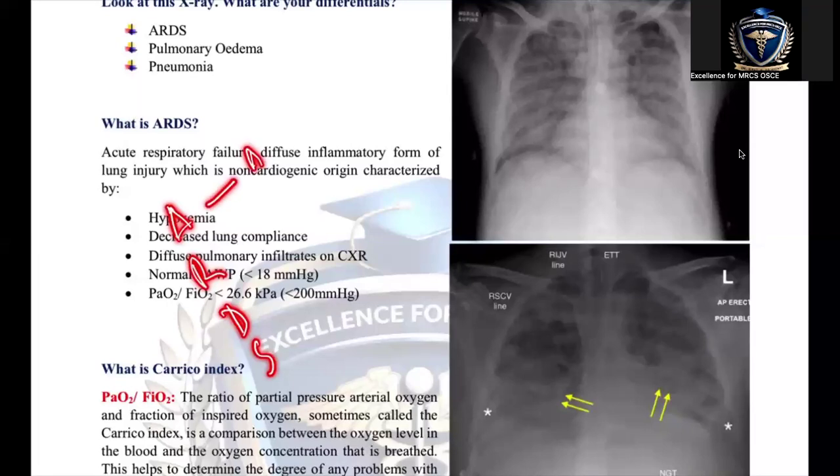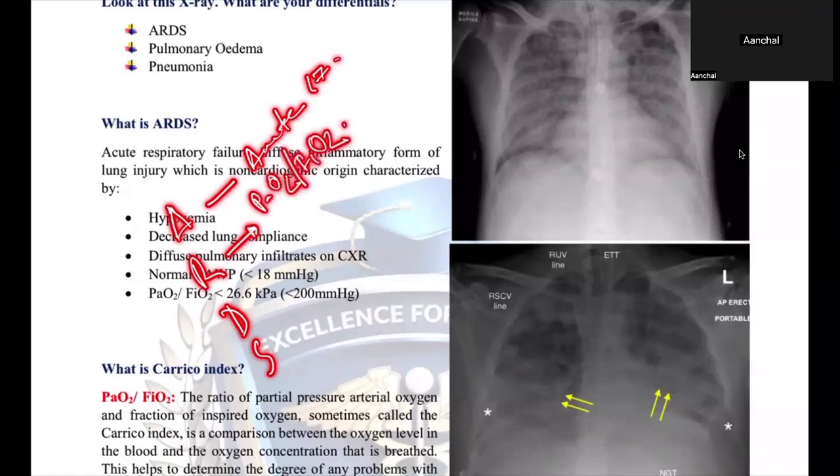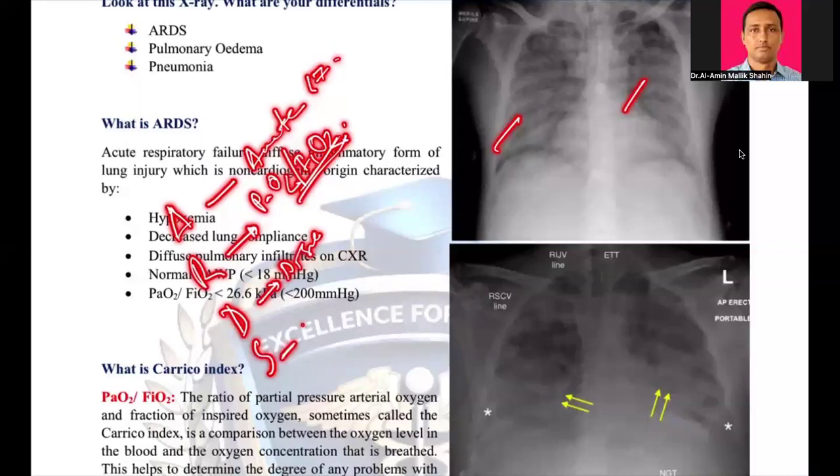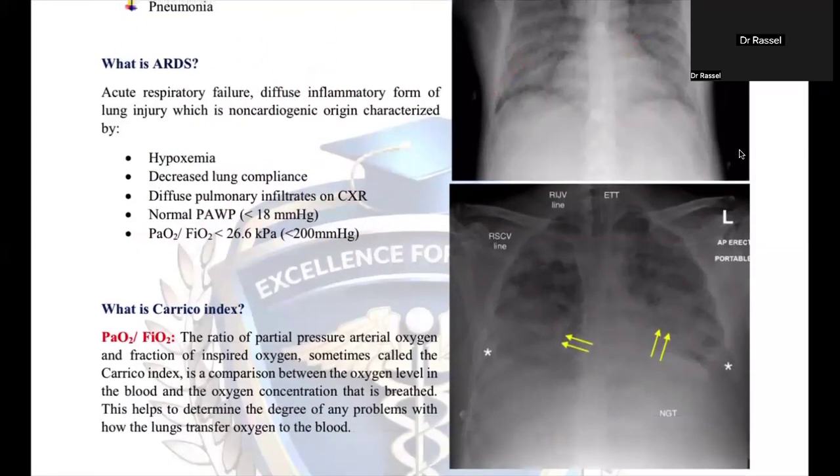ARDS: acute hypoxemia, less than 7 days. The PaO2/FiO2 ratio is less than 300, or less than 26 kilopascal. D is for diffuse: bilateral diffuse infiltrates on both lungs. S is for Swan-Ganz catheter, to measure pulmonary wedge pressure.